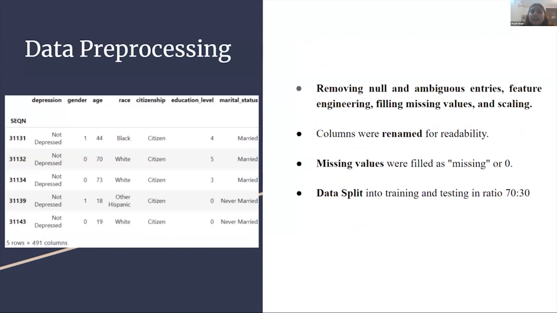Then the data is pre-processed by removing all null and ambiguous entries, feature engineering, filling missing values, and scaling, with the purpose of boosting model accuracy. All the columns were renamed for readability, missing values were filled as missing or zero, and the data was split into training and testing in the ratio of 70 to 30.